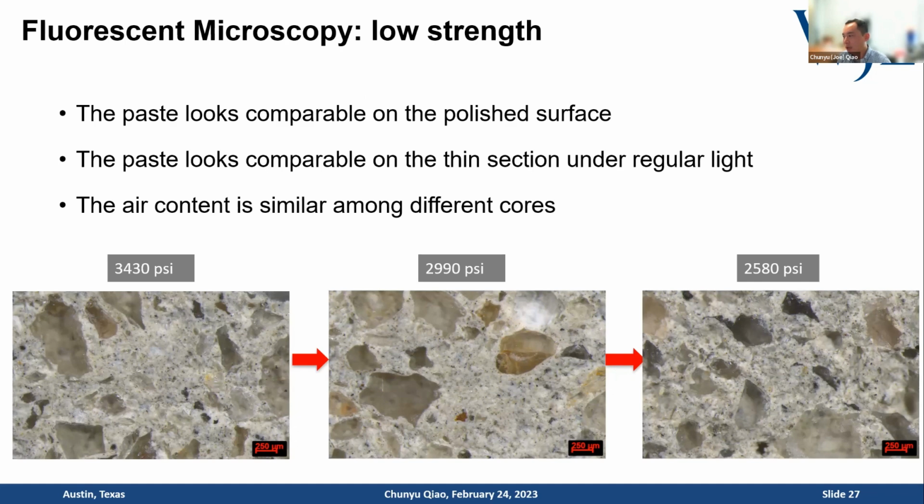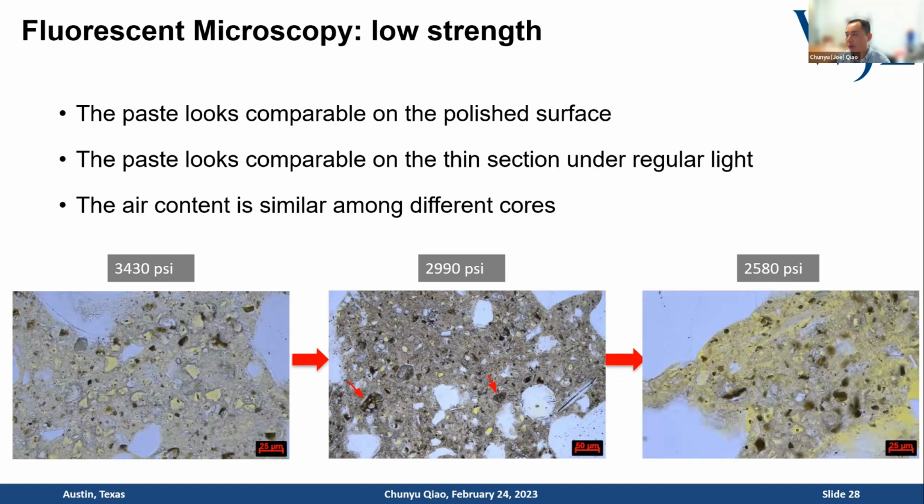The client wants to know what's really going on with their concrete and why the low strength is present. So we obtained different cores from different locations on the slab. The strengths varied from almost the specified strength, like 3,500 PSI, down to 2,580 PSI. You can see the color of the paste under a stereo microscope looks kind of different, from light gray to white, but the color difference is not really that significant under the microscope.